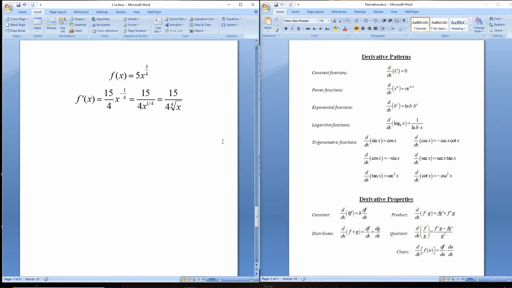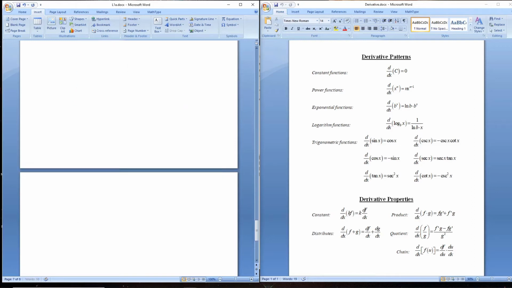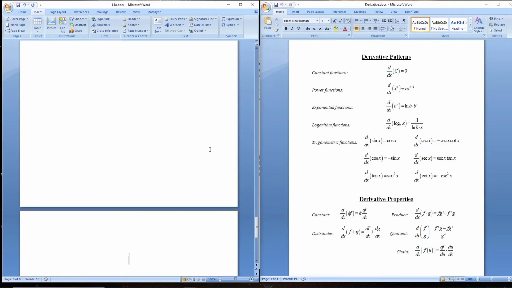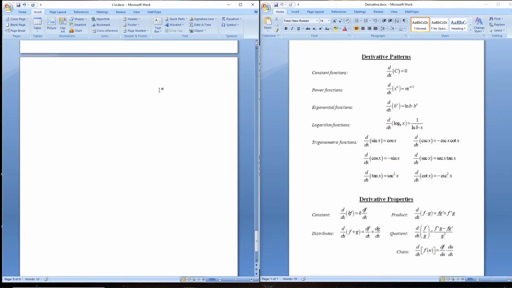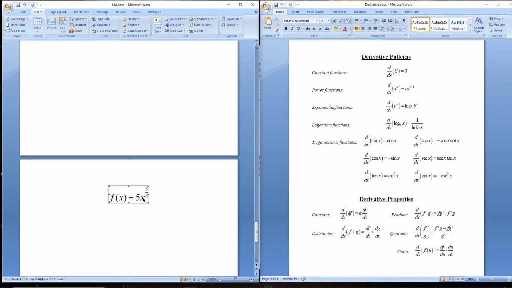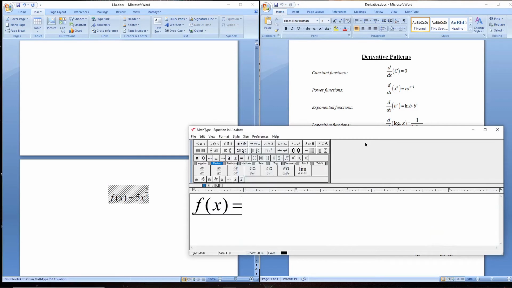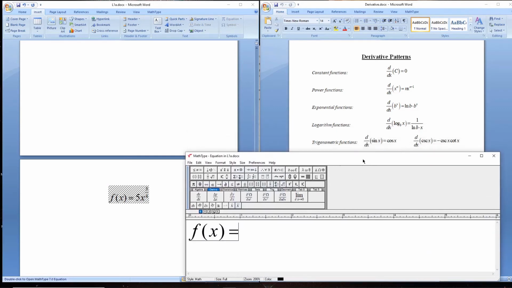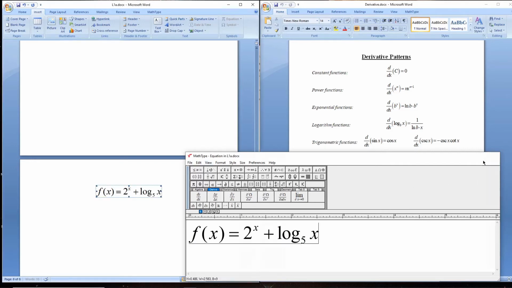So I want to show some of these other derivative patterns here in practice. So let me make a new function here. And let's incorporate some of the new patterns we haven't talked about yet. So how about an exponential function plus a log function? Let's check that out.